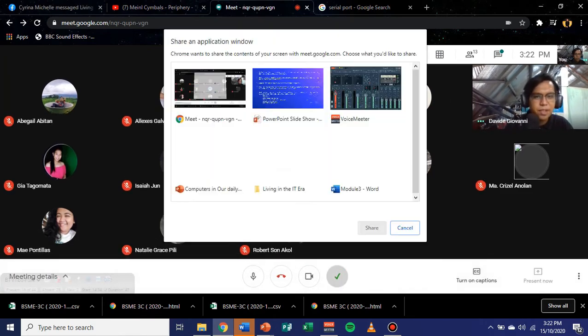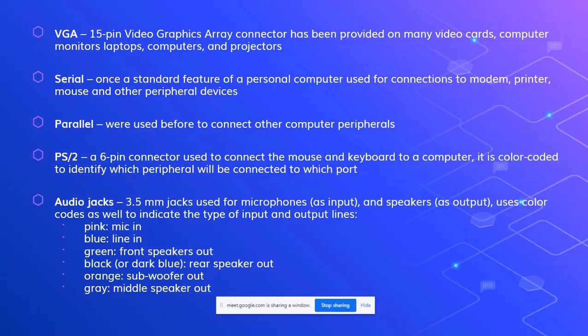Balik tayo sa presentation. Okay. Then we have the PS2, a 6-pin connector used to connect the mouse and keyboard to a computer, and it's color-coded to identify which peripheral can be connected to which port.